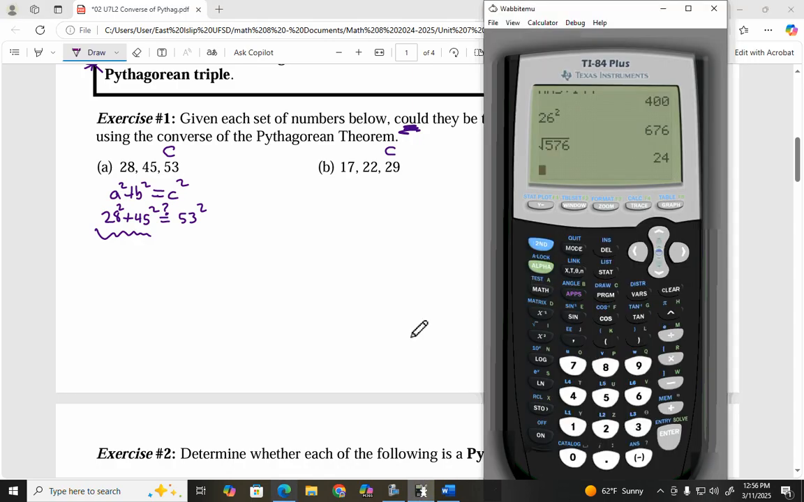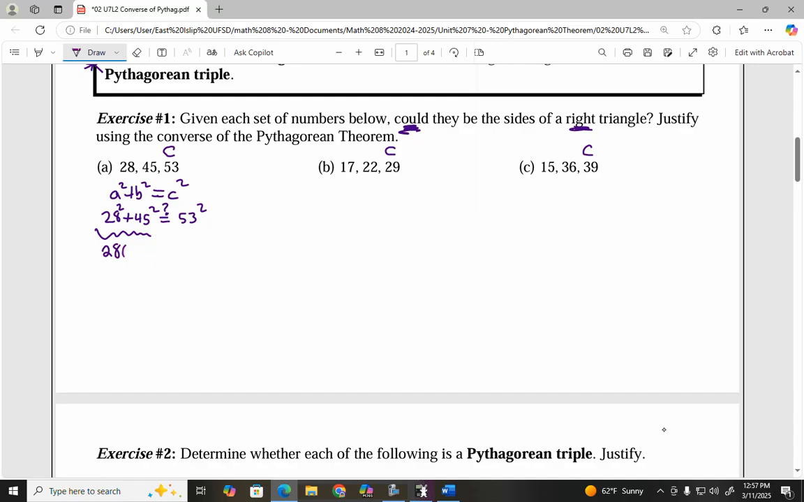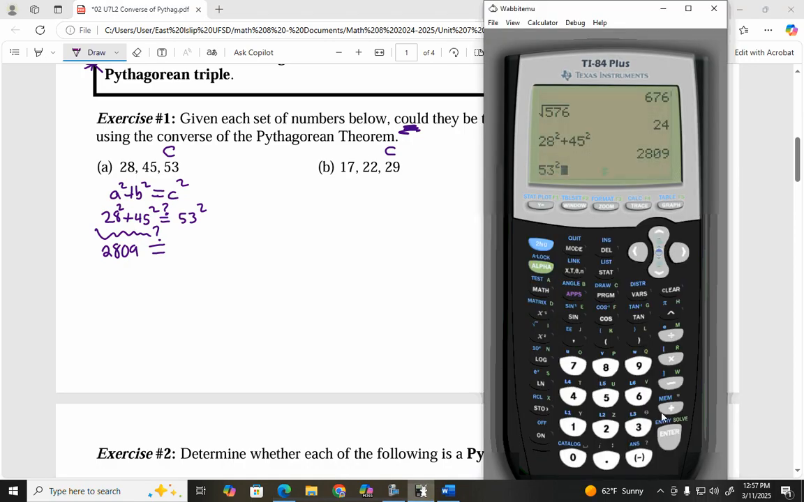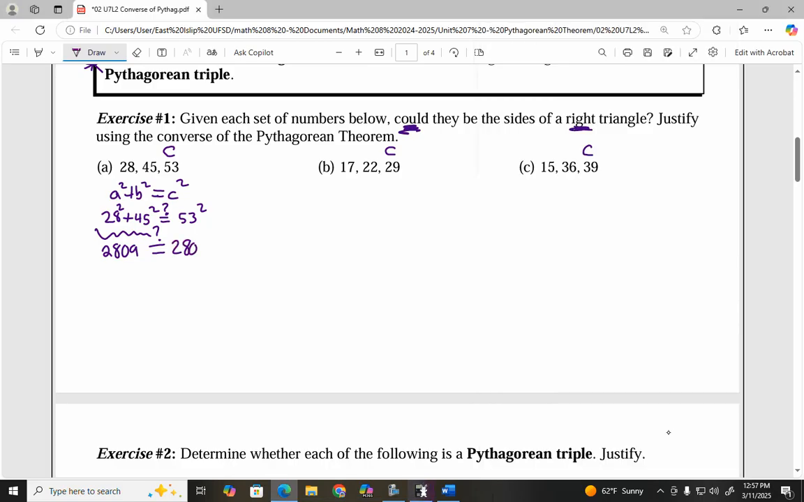You don't have to do 28 squared, write it down, 45 squared, write it down. You could do this, 28 squared plus 45 squared, and then just write that underneath the 2. So 2,809. And I'm still checking to see if it's equal to 53 squared. So if we use our calculator and do 53 squared, we get the same answer. So what I do is I put a check here, and then I say, yes, this is a right triangle.